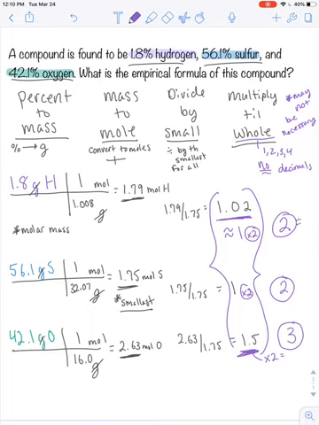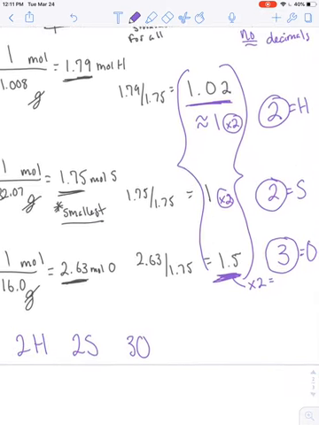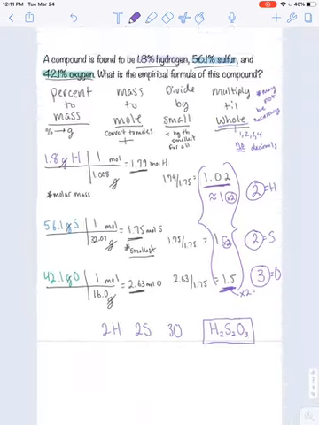So remember that this 2 is telling us about hydrogen, this 2 is telling us about sulfur, and this 3 is telling us about oxygen. So what that's telling us is in our final empirical formula, we need to have 2 hydrogens, we need to have 2 sulfurs, and we need to have 3 oxygens. So we're going to write that out like we would in a chemical formula, which is with subscripts. So our empirical formula would be H2S2O3. Okay, and that is the answer.